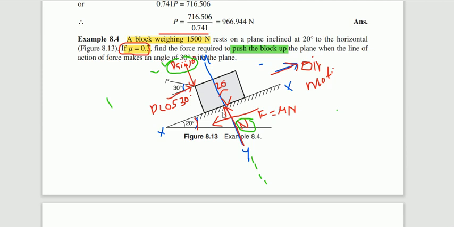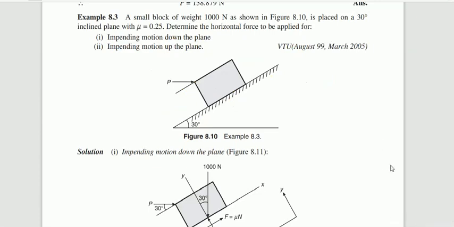Yes, is it clear with this? Let us solve the next problem which is similar to that. What is the difference between the previous one and this is, here we need to solve the problem for both conditions.